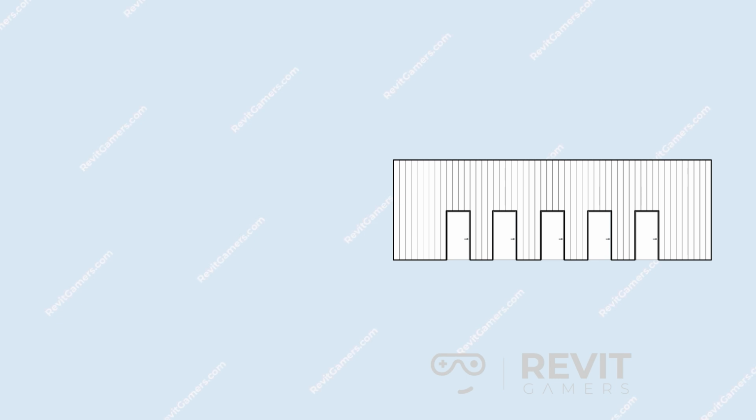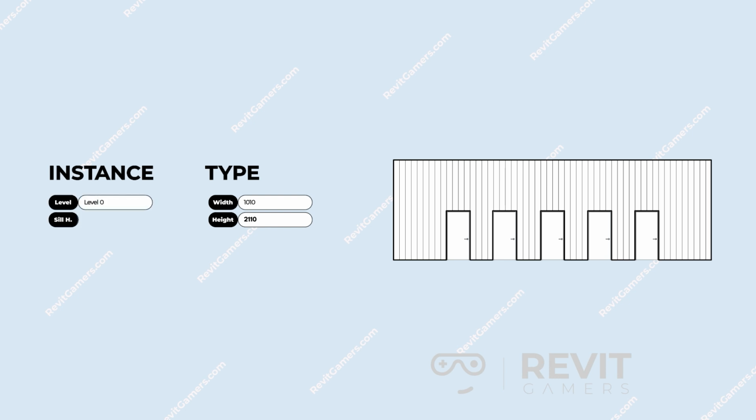Consider these doors. They are all of the same type. They have two groups of parameters, type parameters and instance parameters. The parameters to define their height and width are located inside their type parameters, and their level and sill height parameters are in the instance parameters.